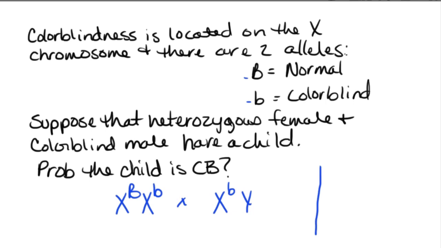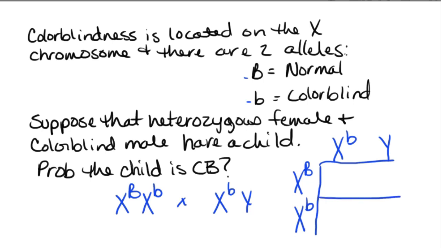So if we draw our Punnett square over here, we're going to do it very similar to what we did before with the monohybrid crosses, in that the female, these 2 X's are going to separate during meiosis. So if we were to put her possible eggs down the side here, half the time she's going to contribute the X with the big B, and half the time she's going to contribute the one with the little b. And then from the male, half the time he contributes his X, and half the time he contributes his Y. So this is our square.